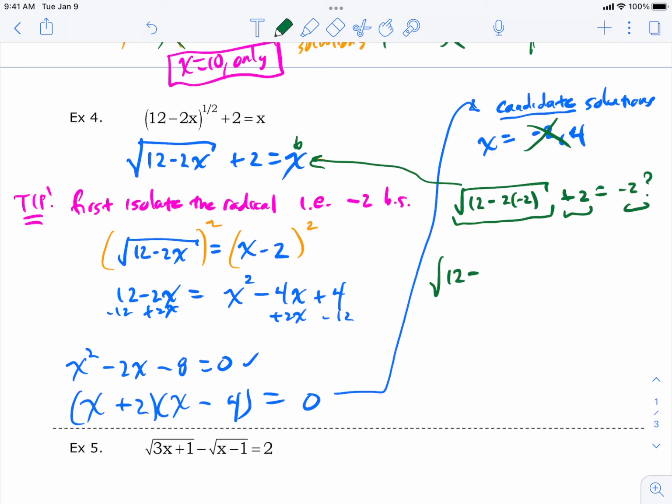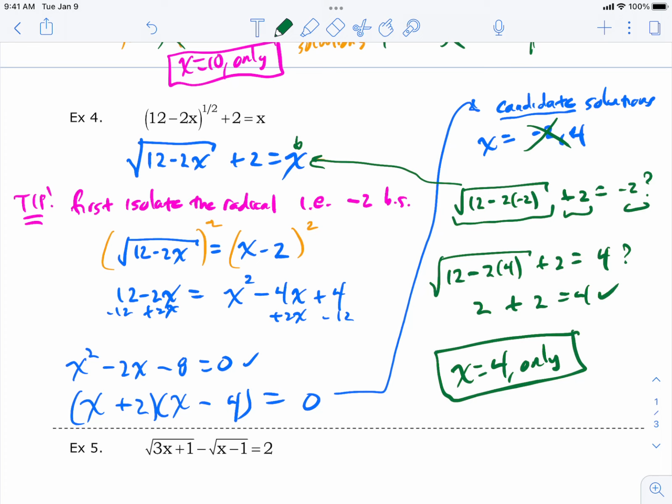How about if we try the 4? 12 minus 2 times the 4, plus 2. Does that equal x, which is 4? Well, in here I'd have a 12 minus 8, which is 4, and the radical 4 is 2. And 2 plus 2, guess what? That really is 4. And so the solution is that x is equal to 4 and only 4. The other solution did not work. Nifty, right?